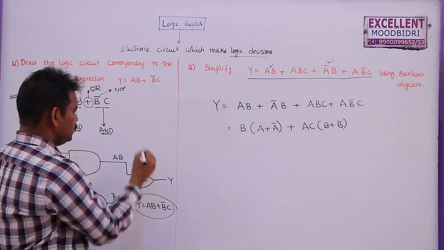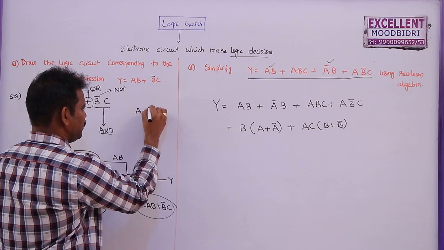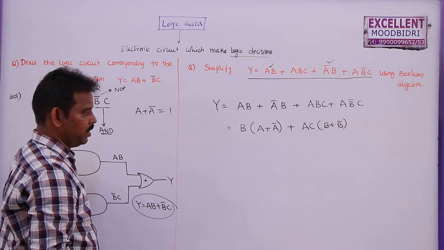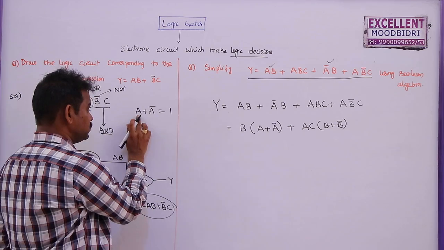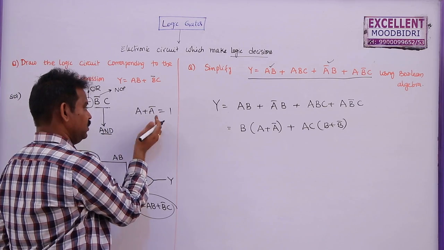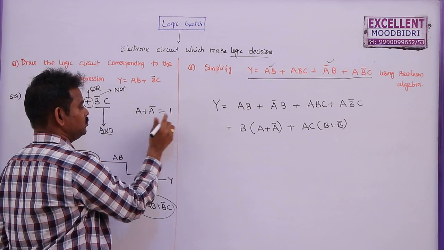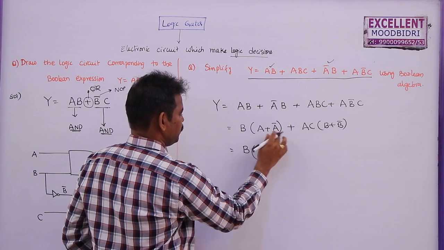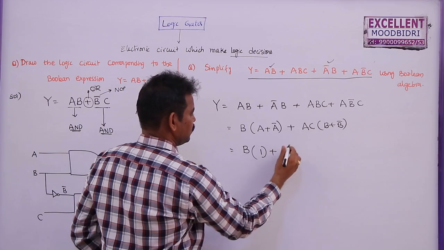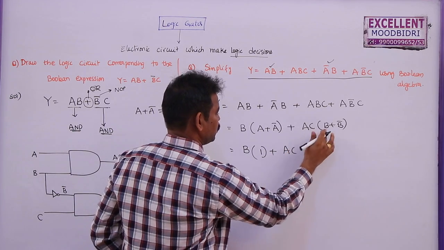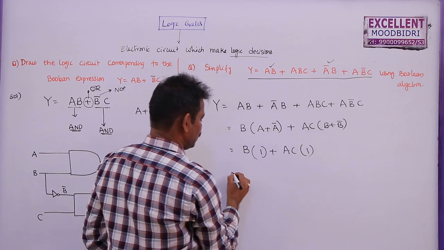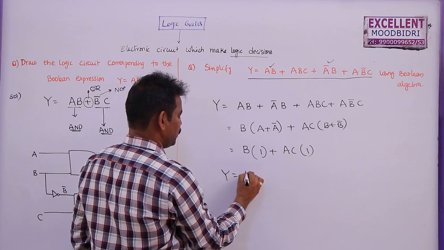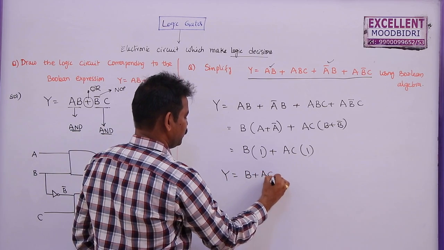Remember students, a plus a bar is always equal to 1, that is a high output only. Suppose if A is equal to 0, this will be 1. If A is equal to 1, this will be 0. So always it is 1. So here you can write B into (A plus A bar) is equal to 1, plus AC into (B plus B bar), which is also equal to 1. So the final output after simplification will become B plus AC.